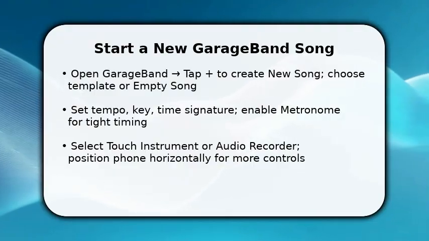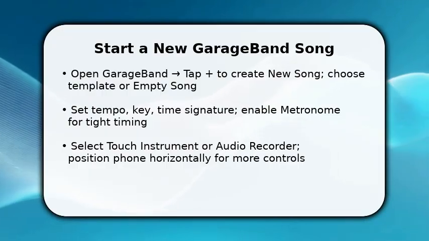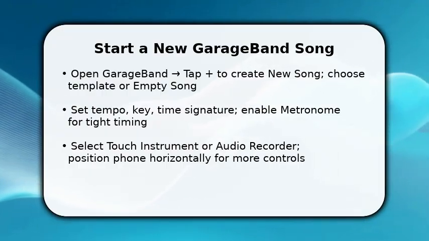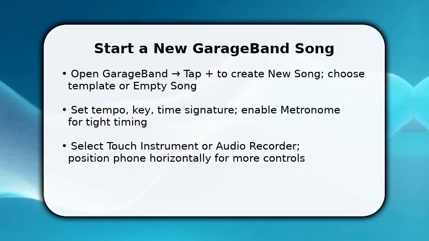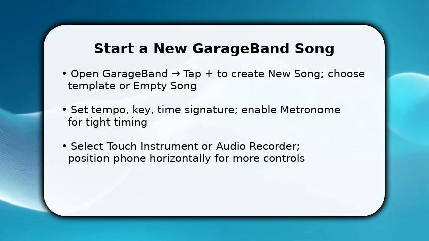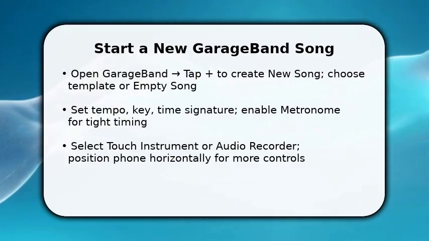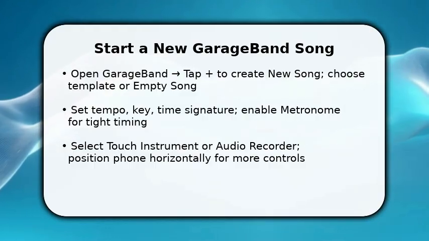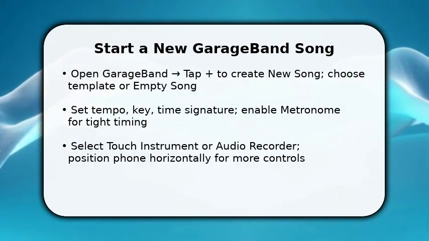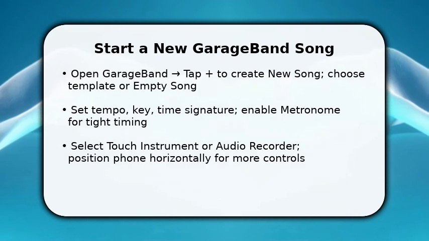You're ready to begin. Open GarageBand and tap the plus to create a new song, then pick a template or empty song so you control every layer. Set tempo, key and time signature now because that defines groove and tuning. Enable the metronome so your takes lock to the beat. Choose a touch instrument or the audio recorder depending on whether you'll play virtual keys or record audio. Once done, glance at the tracks view to confirm your first instrument is armed and visible.